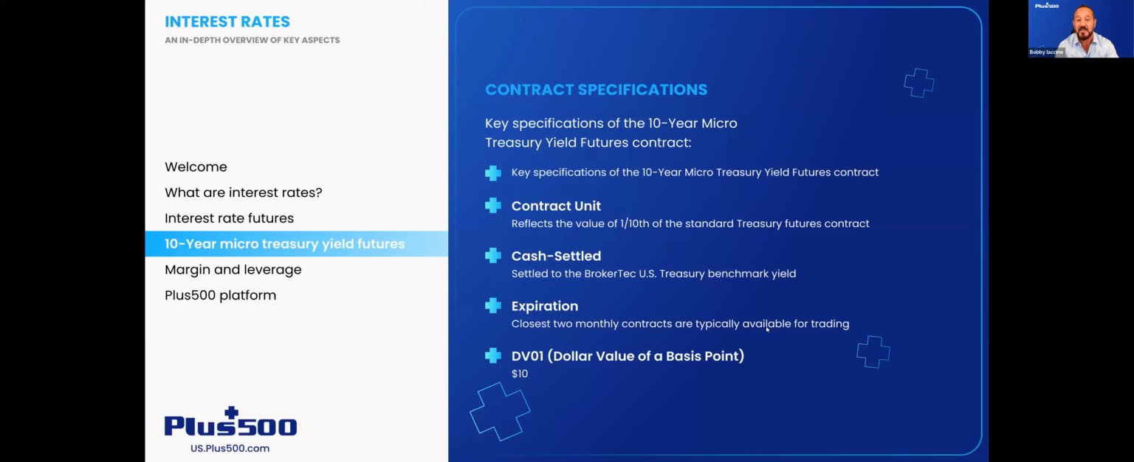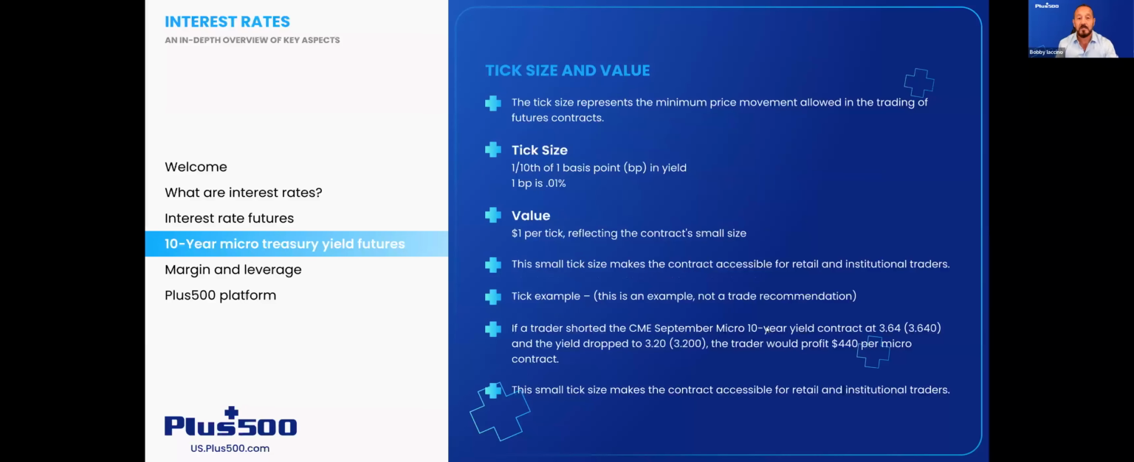Now, that is not the tick value. Okay, the tick size represents the minimum price movement allowed in the trading of futures contracts. Okay, the tick size is 1/10 of 1 basis point in yield. So 1 basis point is 0.01. That's why when you look at your Plus 500 platform, it's going to go out 3 decimal points.